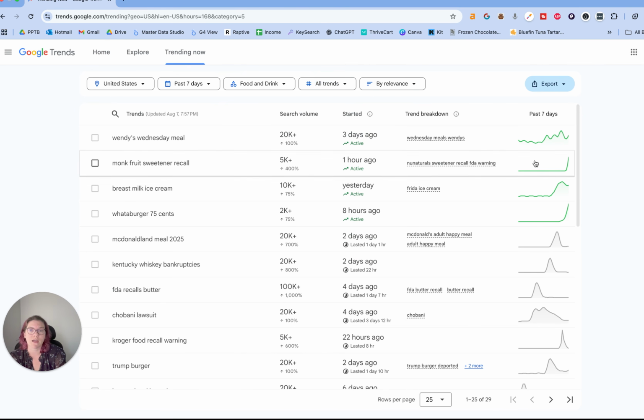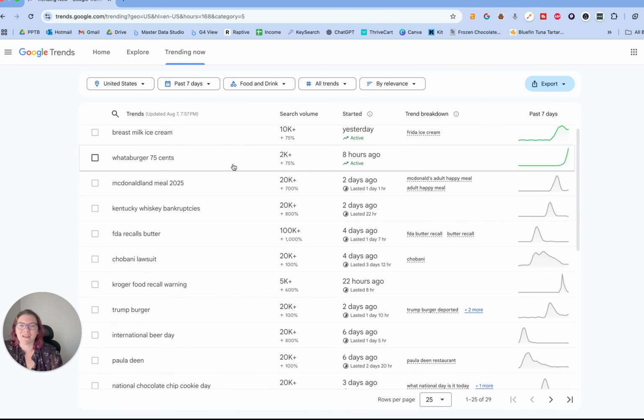Let's actually turn off active only to get some more options. We have, oh my God, I did see something about breast milk ice cream on Facebook and I'd hoped it was just a random thing. That's awful. But I guess, hey, if you got a food site, maybe that's it. We have Wendy's Wednesday meals. I didn't know that was a thing.